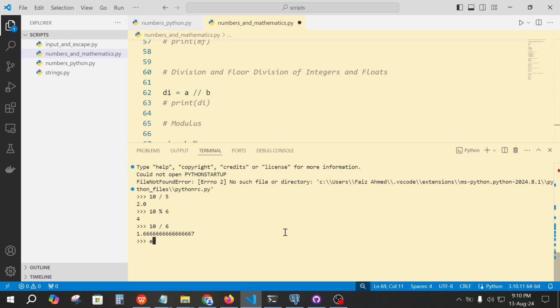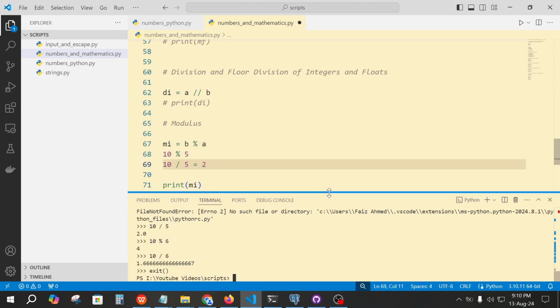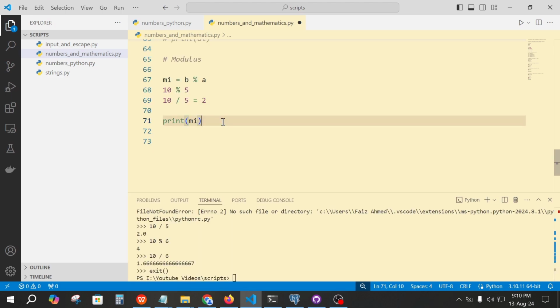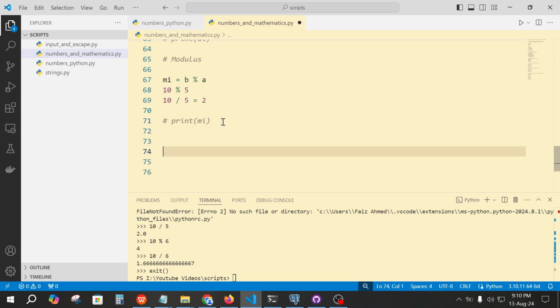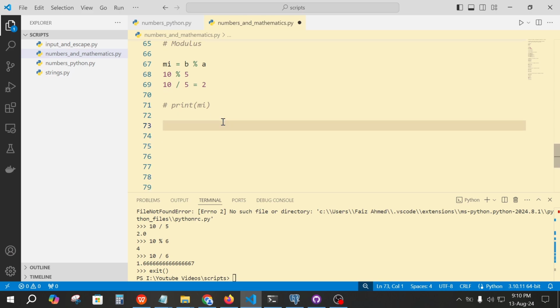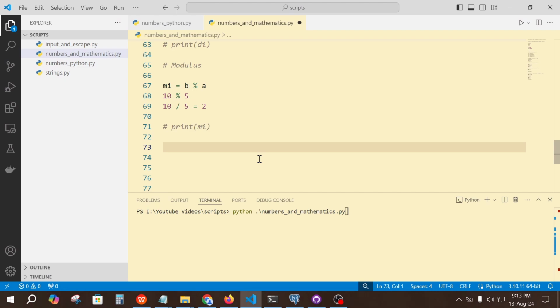I think it's a bit complicated, but you have to do some exercises to get it into your mind. I think that's enough for the modulus. We will see more examples in the next video. Now we will see exponentials, exponentials with integers and floats.